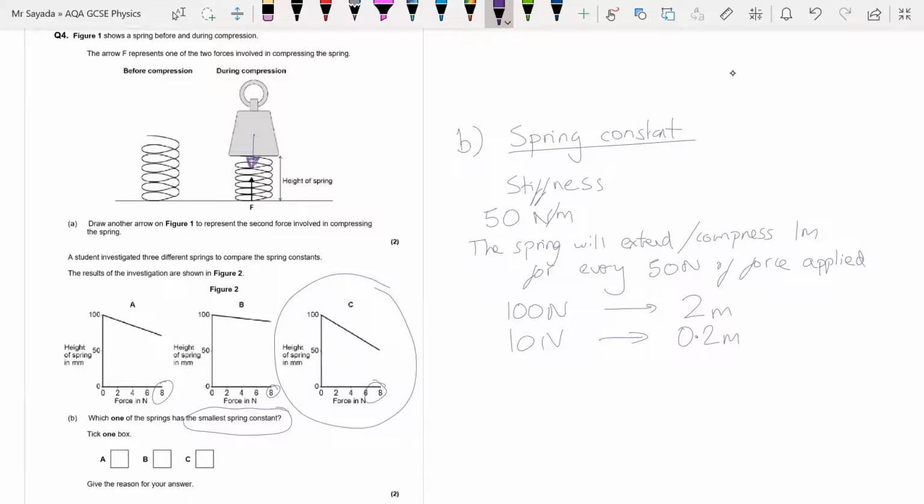The one with the biggest spring constant will be B, because B experiences the same force, but only changes height slightly. It has the smallest compression. So the one that compresses the least has the biggest spring constant, and the one that compresses the most, C, has the smallest spring constant. The bigger the spring constant, the harder it is to stretch or squash. The smaller the spring constant, the easier it is to stretch or squash.